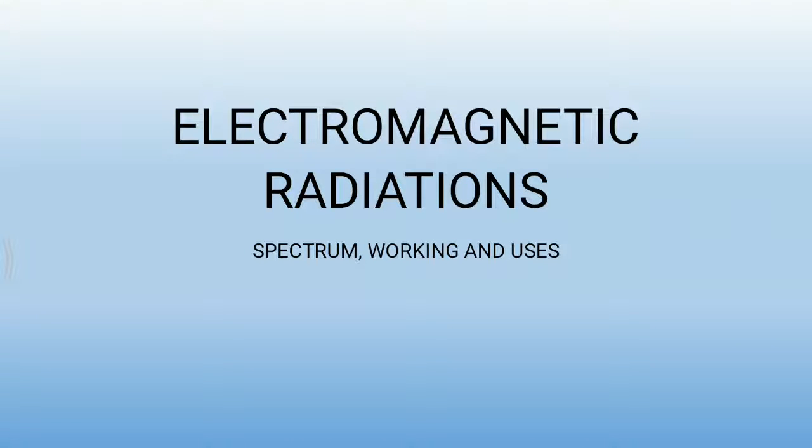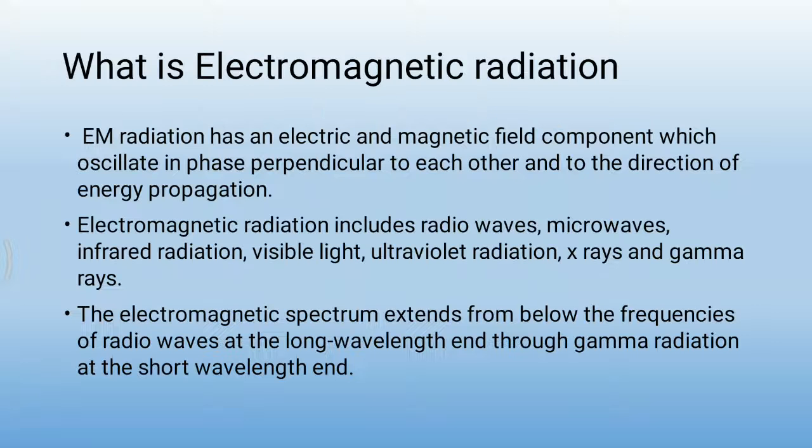We are here to talk about electromagnetic radiations, the electromagnetic spectrum, the working of a home appliance, and other uses of the electromagnetic spectrum. What is electromagnetic radiation? Electromagnetic radiation has electric and magnetic field components which oscillate in phase perpendicular to each other and perpendicular to the direction of energy propagation.